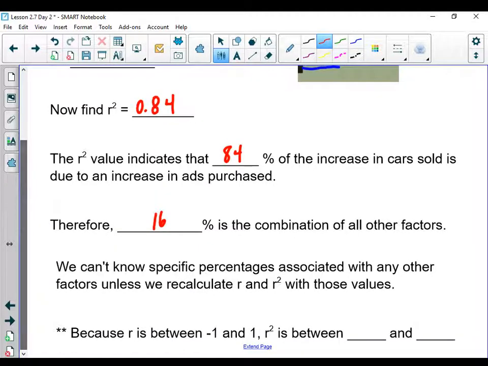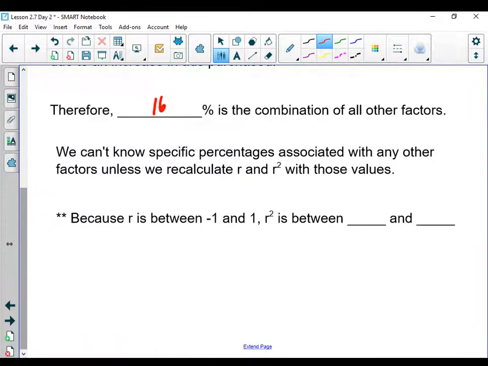Something to keep in mind, remember when we did R values, we said it couldn't be less than -1, or more than +1. So what that tells me is R squared has to be between 0 and 1. In other words, you should never have an R squared value that's negative, which kind of makes sense because that would mean I have a negative percentage. And we know that couldn't happen as far as a contributing factor.